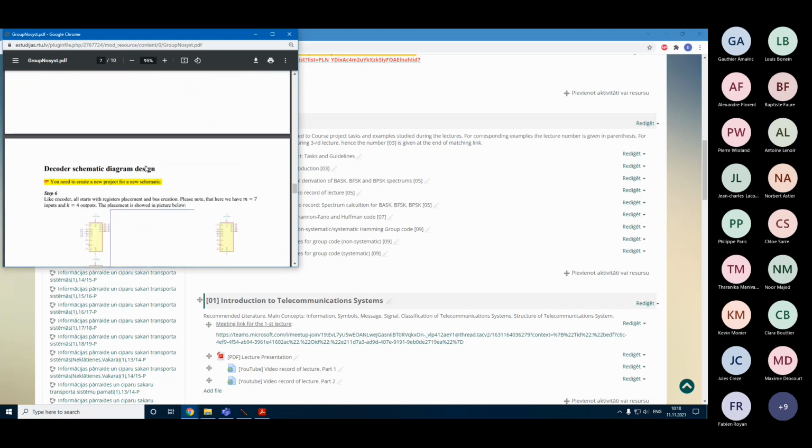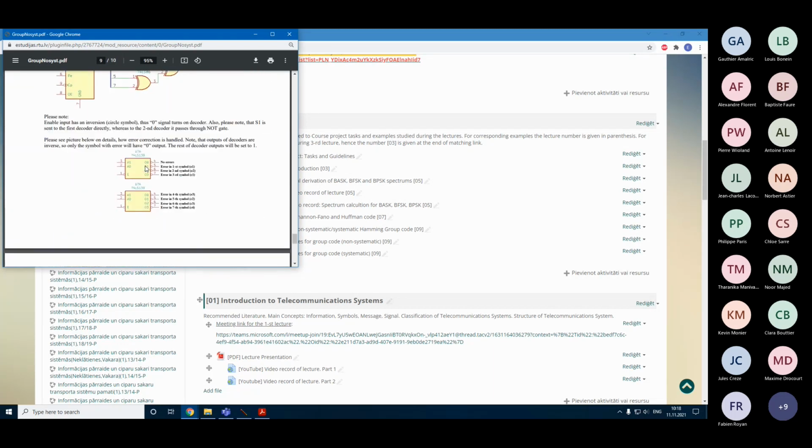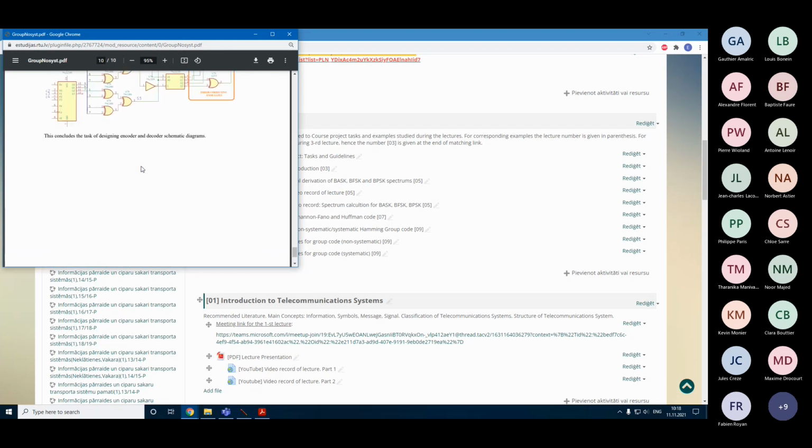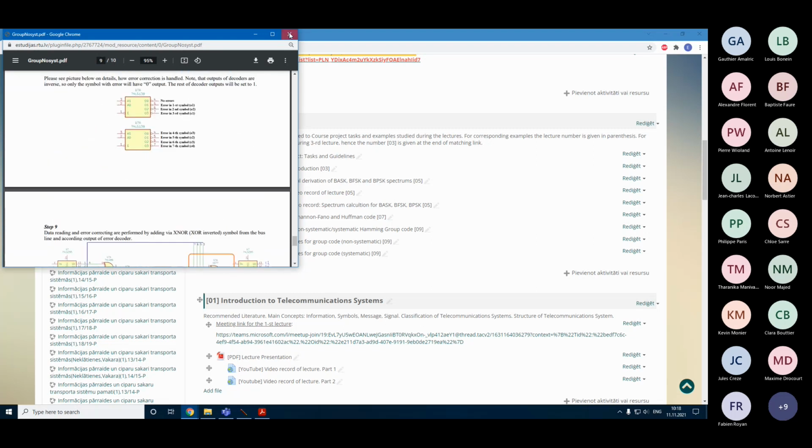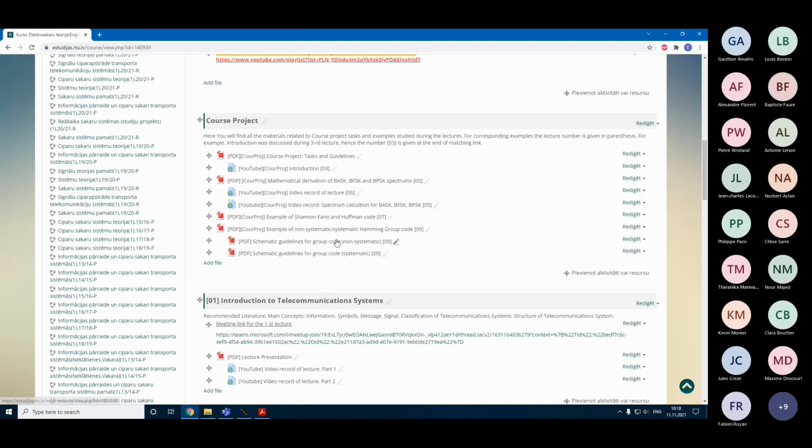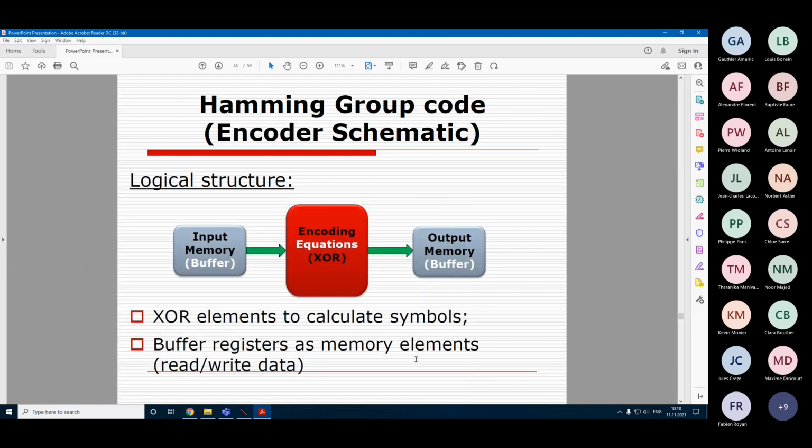Now I will explain to you the logic and approach, and you can repeat that process yourself. You are not obliged to use exactly this software. You are not even obliged to draw it on a computer. You can draw it on paper and then take a scan or photo of that schematic. Whichever way is more convenient for you to make this task.